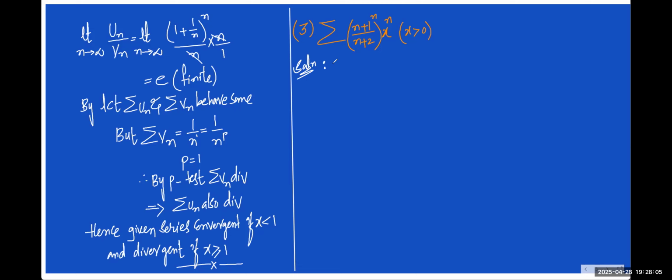Okay, solution: the summation value is nothing but the un value again, that is (n+1)/(n+2) whole to the power of n into x power n. This is the summation value, un value. Now taking nth root. We shall apply the nth root individually: n+1 to the power of n and nth root, n+2 to the power of n and nth root.